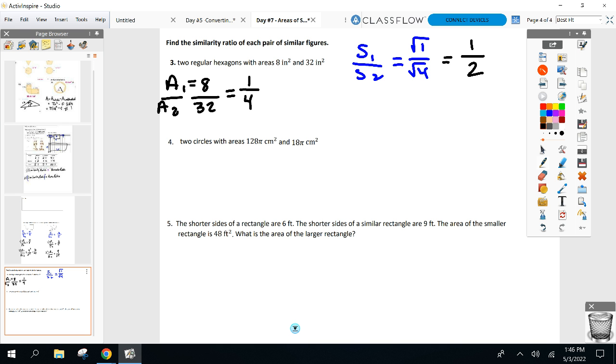I believe, too, in your calculator, if you did do square root of 8 over square root of 32, it'd give you 1/2 back. So even if you had to use your calculator and you forgot to reduce. All right, what about 2 circles? With an area of 128 pi over 18 pi.